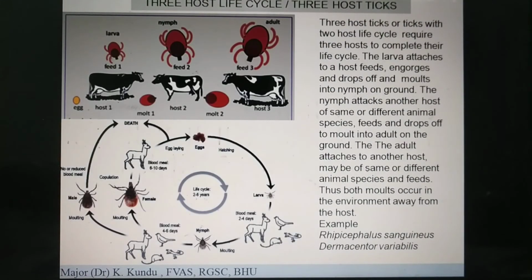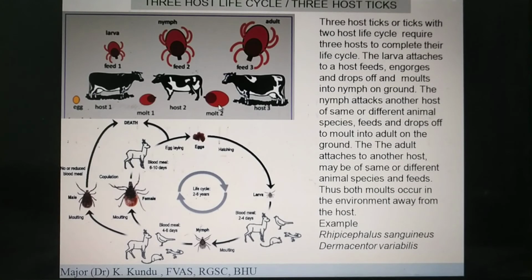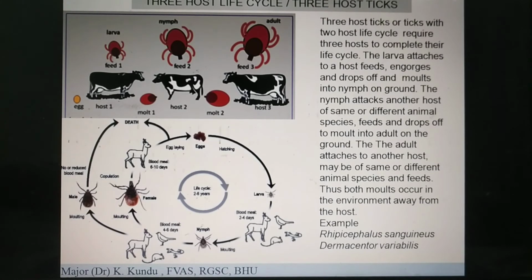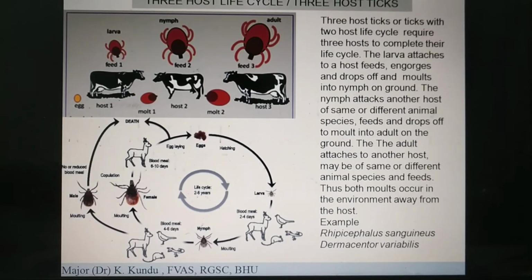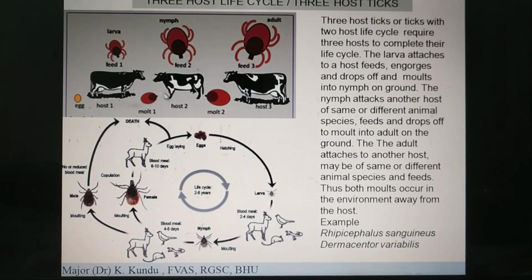Okay, coming to the three host ticks. Now in three host ticks, the first molt and the second molt all take place on the ground. Molting is not done on the body of the host. So what happens? The larva feeds on the first host. After feeding, it engorges, falls down, and molts on the ground into the nymph.